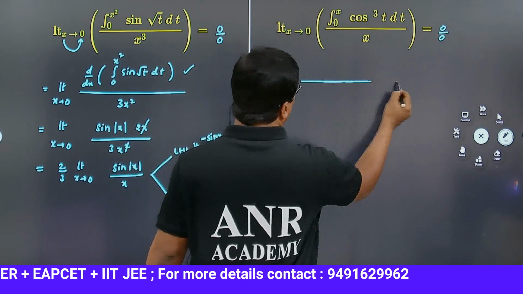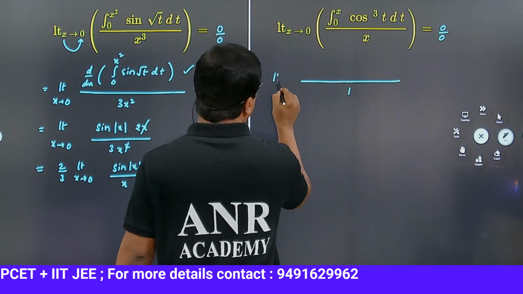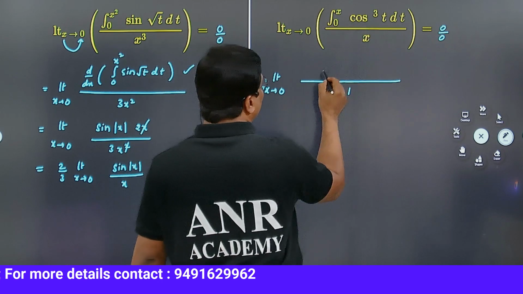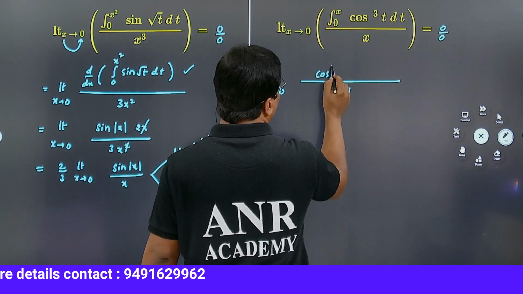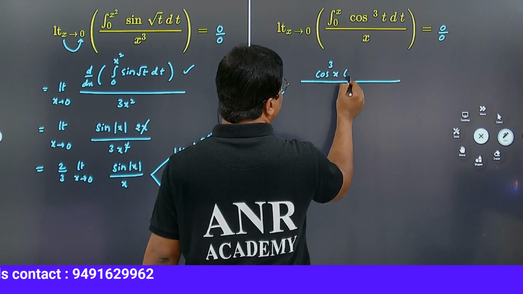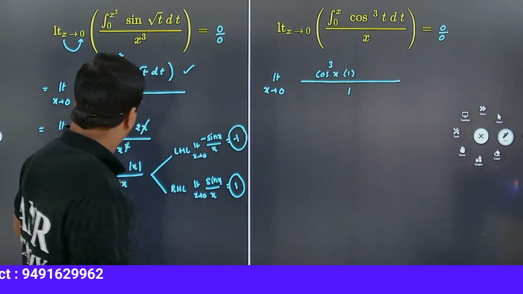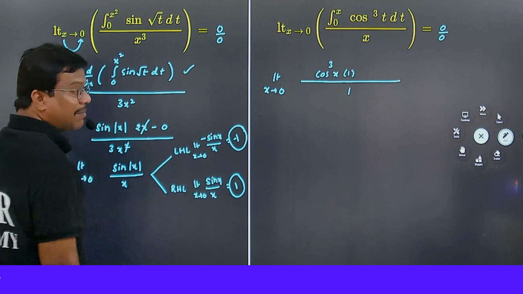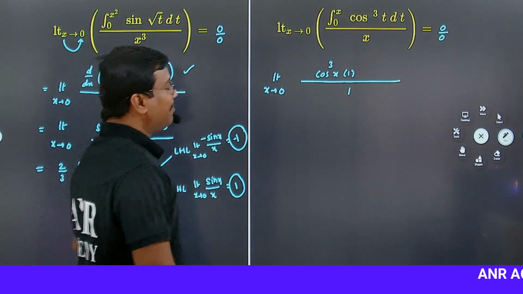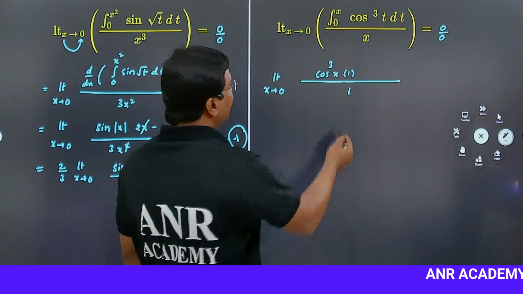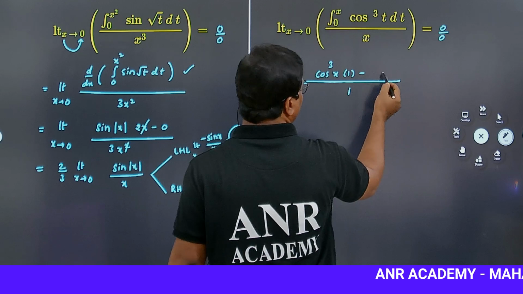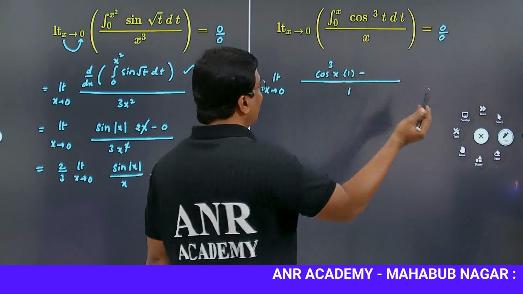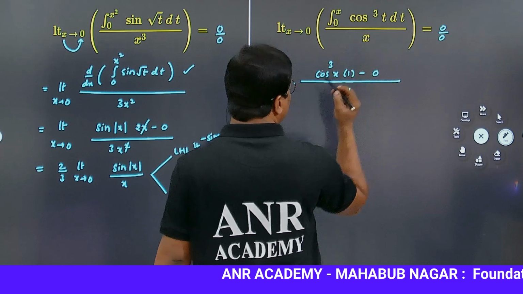On differentiation, the denominator part becomes 1, and the limit extends to 0. Now replace the upper limit with t. It becomes cos cube of x and its derivative. Here the second term is 0 by Leibniz rule, first rule, when the function has a single variable. The lower limit is 0, so the function with the lower limit substitution and the lower limit derivative becomes 0.